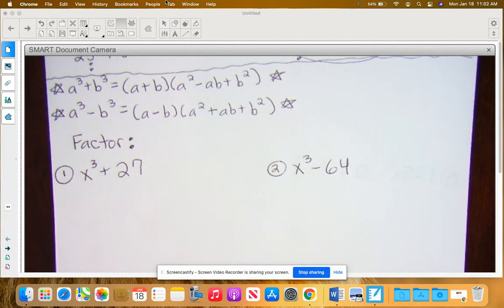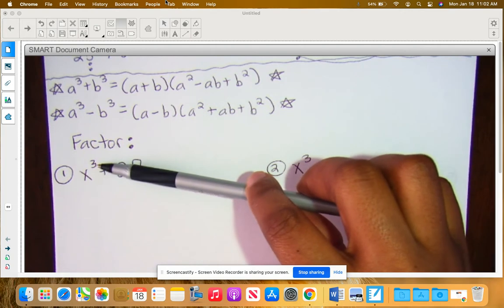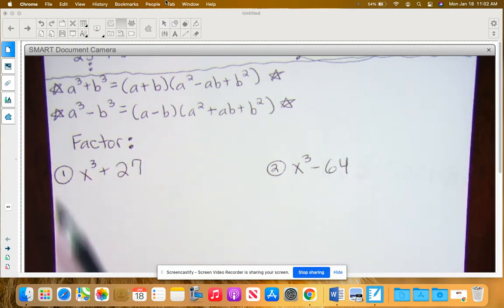Let's take a look at number 1. We want to factor x to the third plus 27. Now, we're used to doing stuff like x squared, setting up the parentheses, looking for a greatest common factor. You still want to look for a greatest common factor, but if you don't have one, then we're going to be using one of these formulas if it's something to the third. The first thing we want to do is break down x to the third and break down 27. We're looking for the cube root of each term.